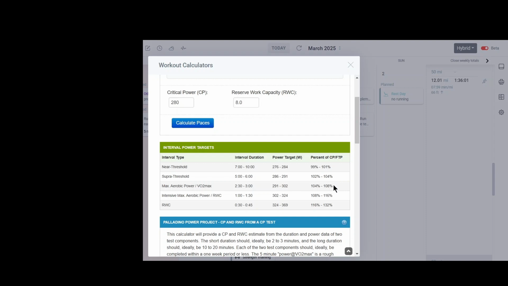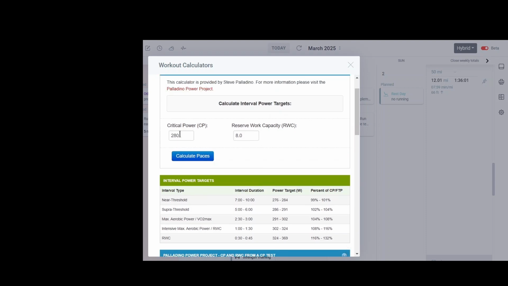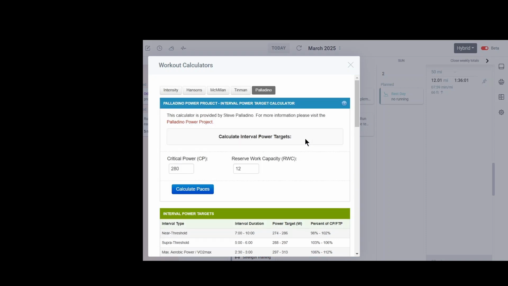Again, the link is in the description of this video. So let's say we take another runner who has the same critical power, but their reserve work capacity is closer to, let's say, 12. Now, before I click that, let's remember this: 104 to 108 for max aerobic power intervals. Now I'm going to click this, and we'll see how it changes.